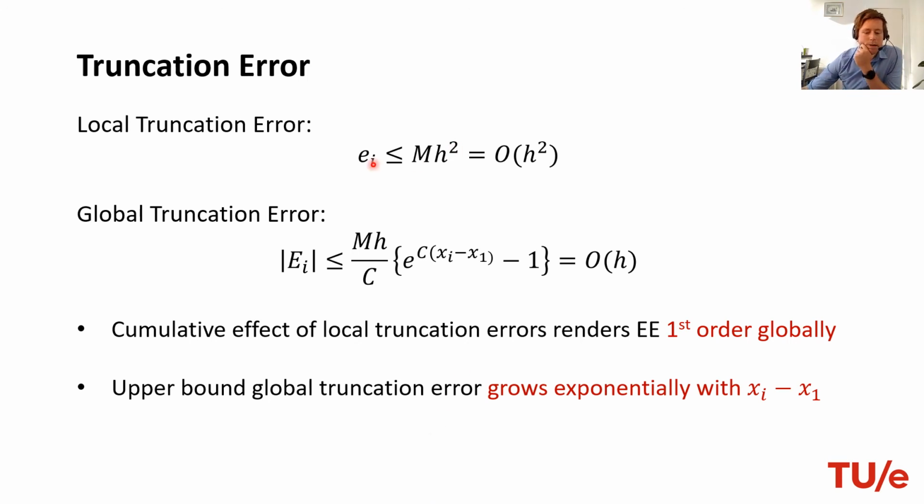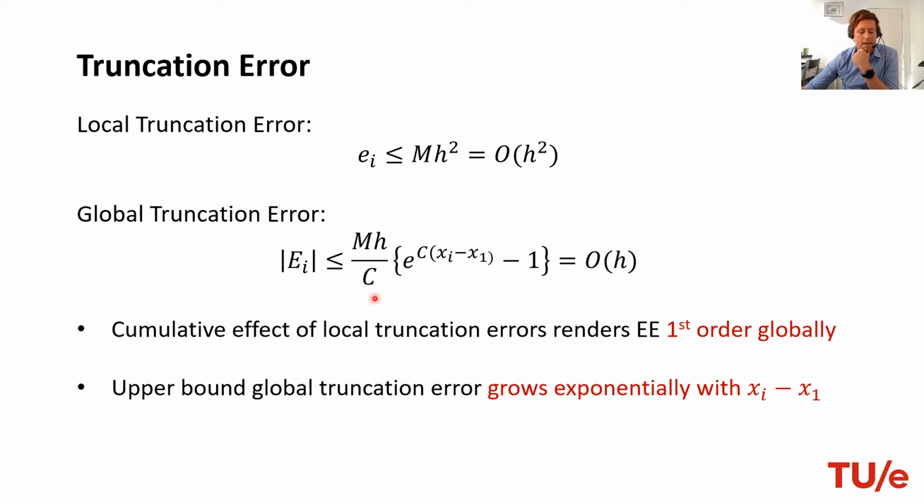So looking a bit critically at these local and global truncation errors. The local truncation error can be written as follows. So that has an upper bound of m h squared, it is of second order. The global truncation error, however, is only first order. So we lose the second order behavior, as I already mentioned. So it's only first order globally for explicit Euler, which is not ideal. That's not very accurate.